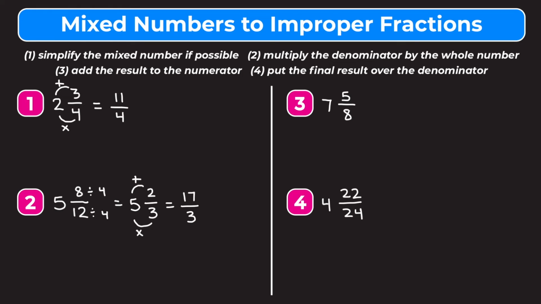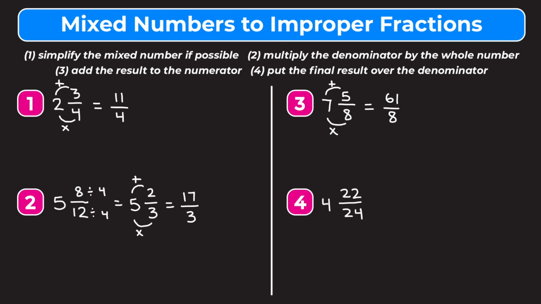So example 3 is 7 5/8. So we can't simplify, so we're going to start by multiplying the denominator by the whole number. 8 times 7 is 56. We're going to add that to our numerator of 5. 56 plus 5 is going to give us a 61. And we're going to put that over our denominator of 8 to get 61/8.